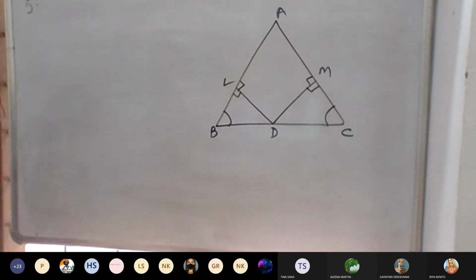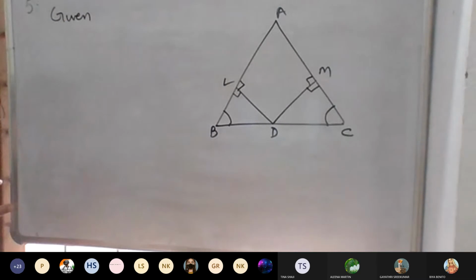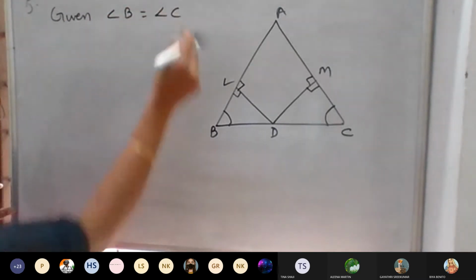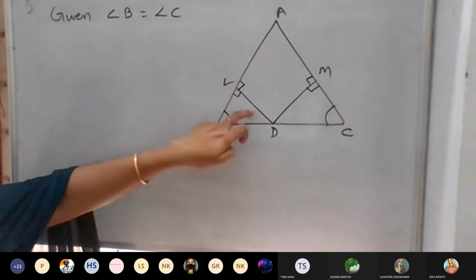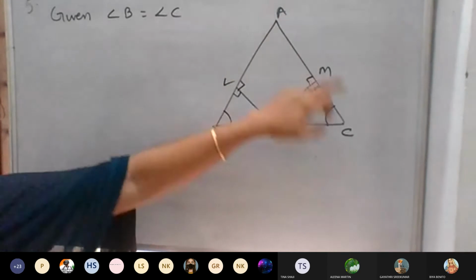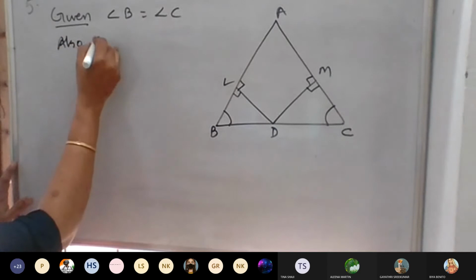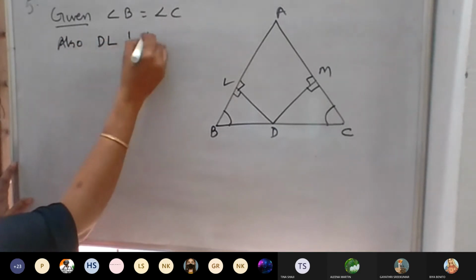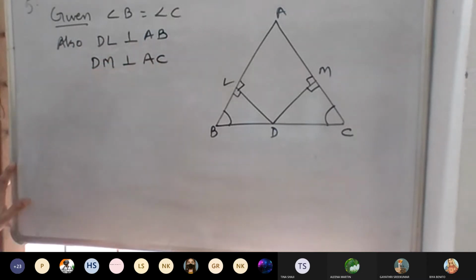What are the things given? What do we have to find out? Given: angle B is equal to angle C. Also given perpendiculars: DL is perpendicular to AB and DM is perpendicular to AC.